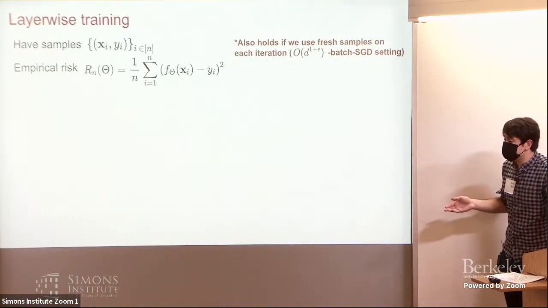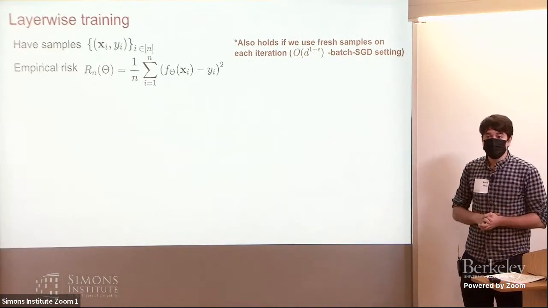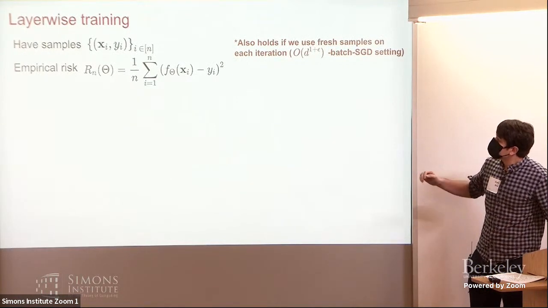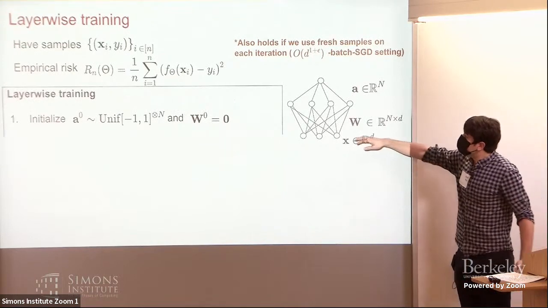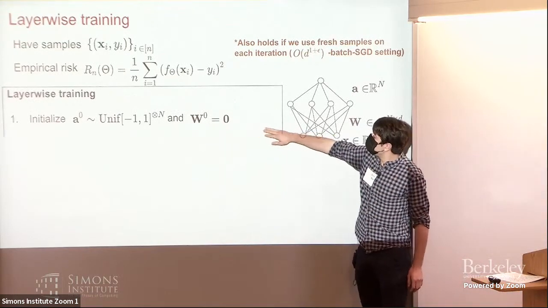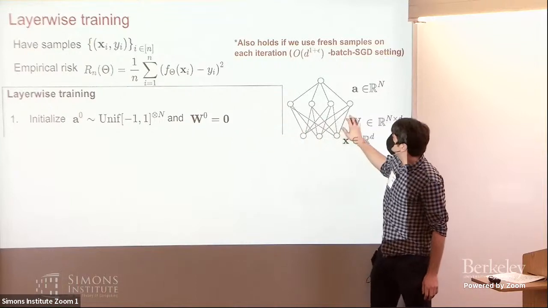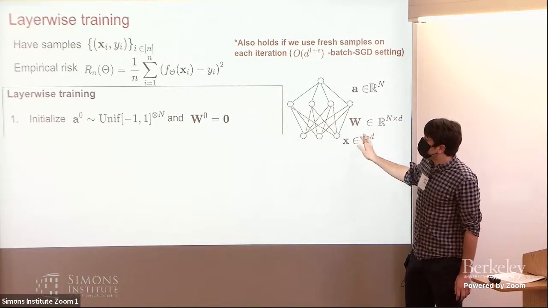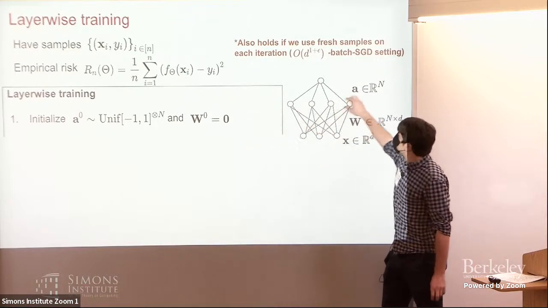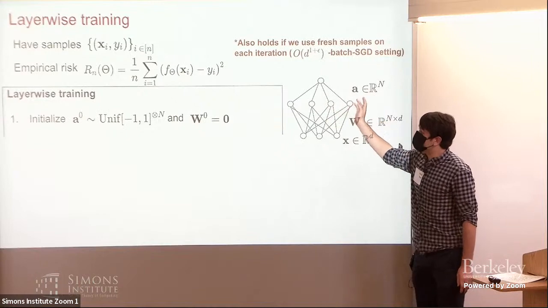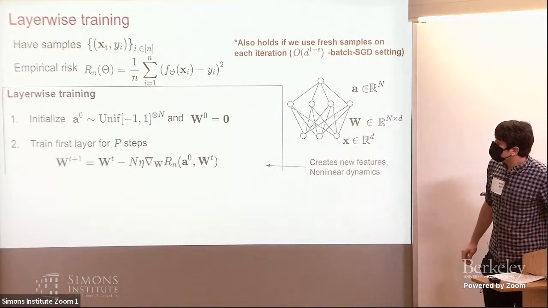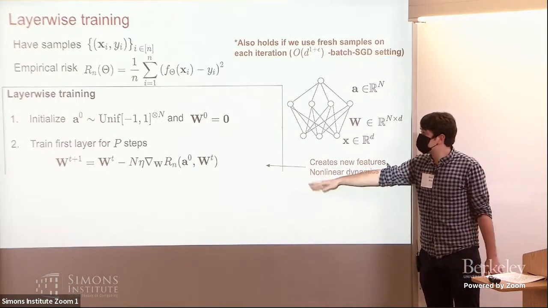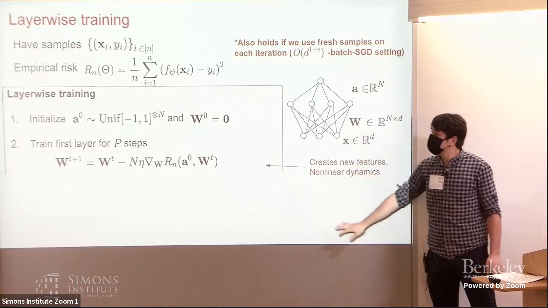Since the dimension-free PDE is tough to analyze, instead we'll analyze layer-wise training. We first initialize the neural network, and for simplicity we initialize the first layer to zero, since it doesn't matter and it simplifies the proof. The second layer we initialize to uniform minus one, one. And we first train the first layer for P steps. P is the sparsity of the staircase, so you only need P steps, a constant number of steps.